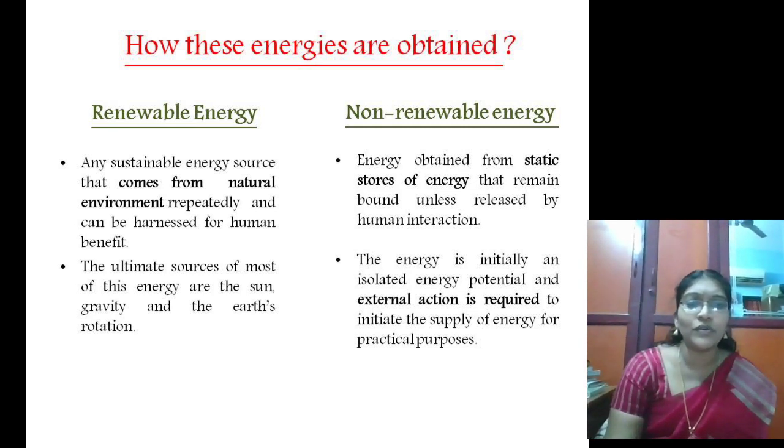The ultimate source of most of the energy is the sun. That is, the ultimate source of all the renewable energies is the sun, or gravity and the earth's rotation. And the energy is initially an isolation energy potential, and the external action is required to initiate the supply of energy for practical purpose.